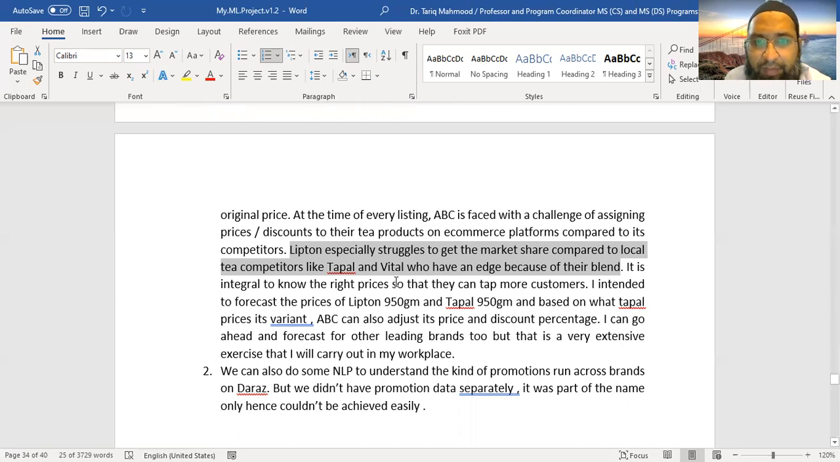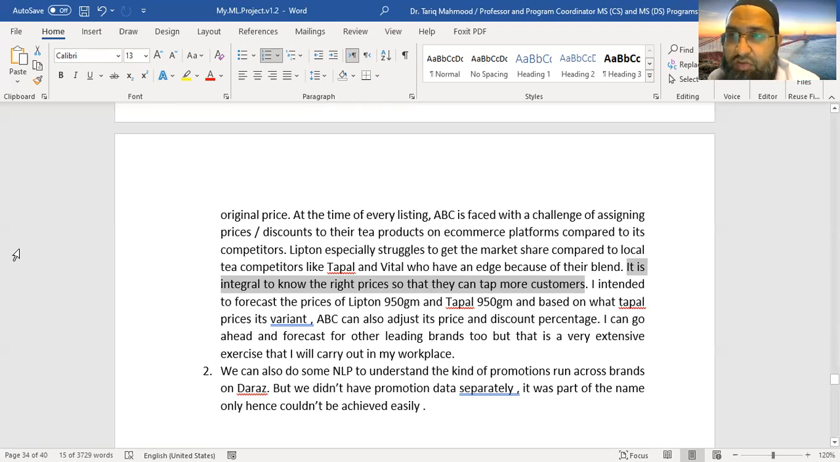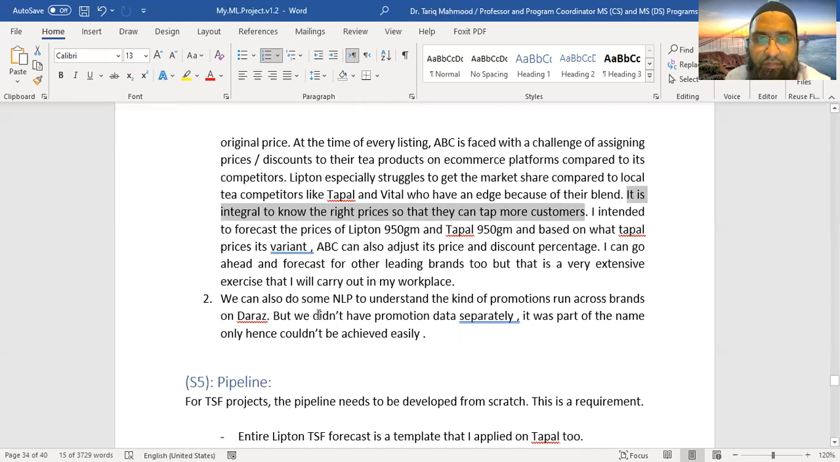So it is integral to know the right prices so that they can tap more customers. What Lipton needs to do is reduce the price and increase the product offering, or give more promotions if they don't want to mess with their pricing strategy, which seems to me pretty sophisticated. Our recommendation would be to go for more promotions, because Lipton has its brand name with itself. It's expected to get more customers even if they charge a bit more, but they need to promote. They need to pick up some intelligent promotions online. Yeah, so it's written here.